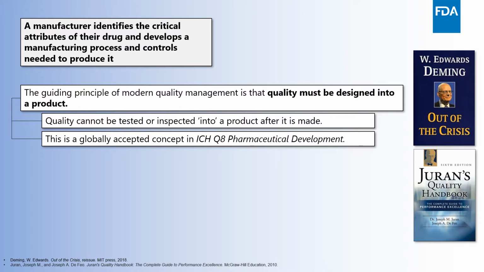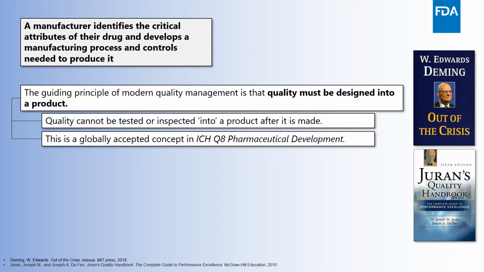Now, this is a very important point. One of the guiding principles of modern quality management is that quality must be designed into a product. Quality cannot be tested or inspected into a product after it is made. It is a result of the design of the product and its manufacturing process. This is a globally accepted concept in the ICH Q8 guidance on pharmaceutical development.